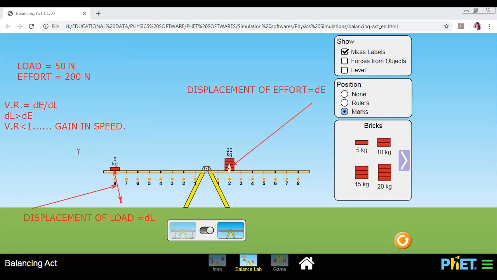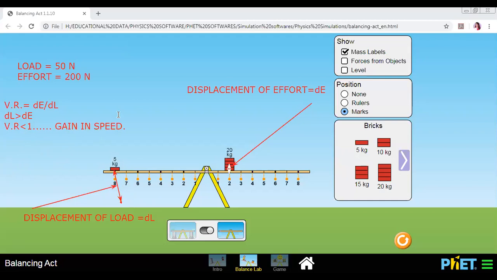Now see how it is a gain in speed. Here I am applying, here the displacement is less, here on the other end the displacement is more. Exactly, near the effort the displacement is less, but at the load the displacement is more. So definitely this machine is working as a gain in speed. So here there will be less movement, but here I will get more movement. Okay, and this will take place in the same interval of time. So my velocity ratio, if it comes out to be less than 1, then it is a gain in speed.